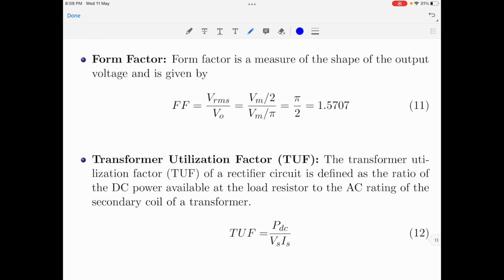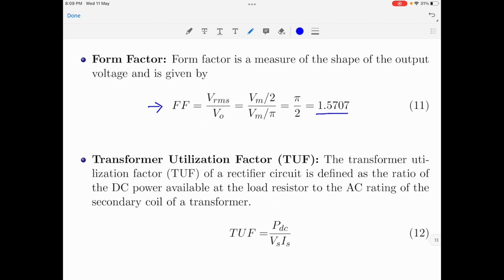Let us now move on and discuss the form factor. Form factor is a measure of the shape of the output voltage and is given by the expression FF, which stands for form factor, equal to Vrms divided by V0. Vrms is nothing but Vm by 2 and V0 is equal to Vm by pi. So this simplifies to 1.5707.